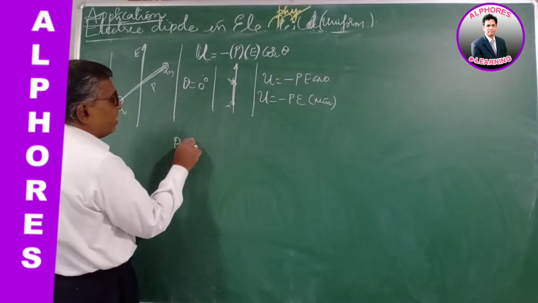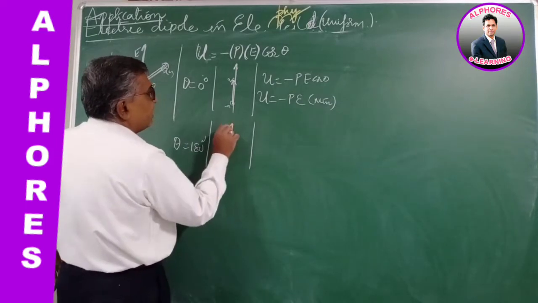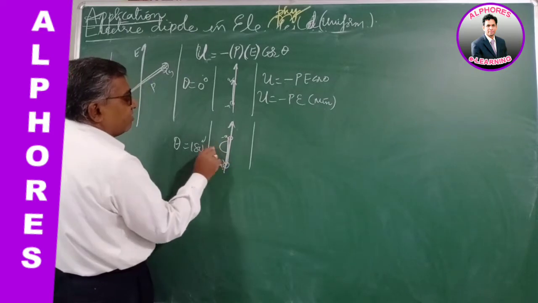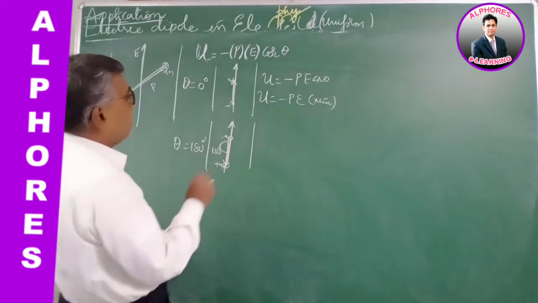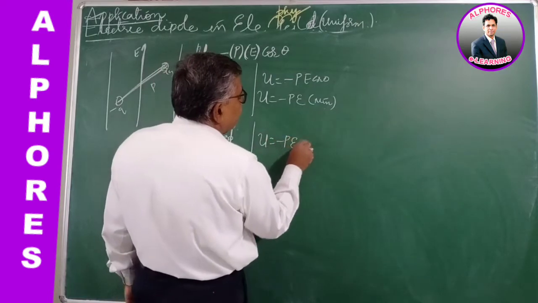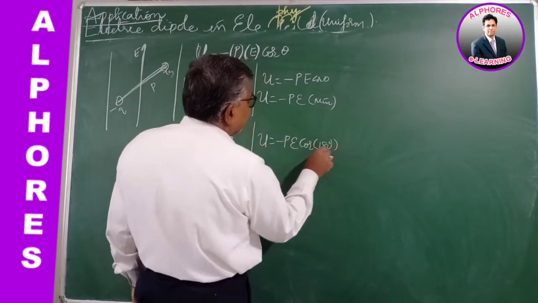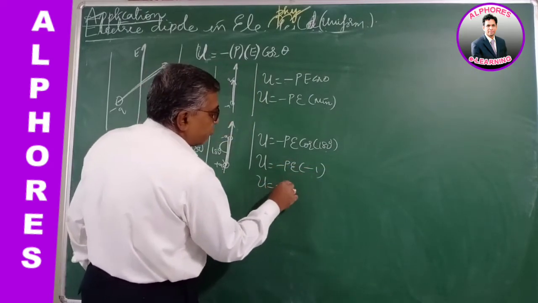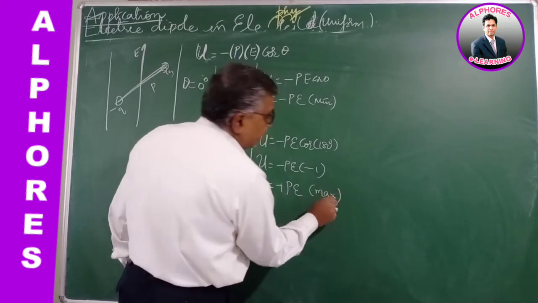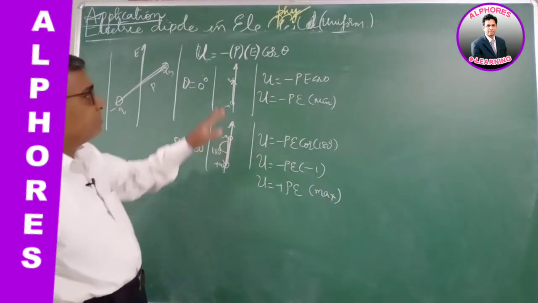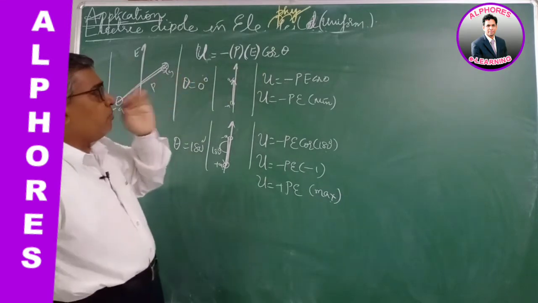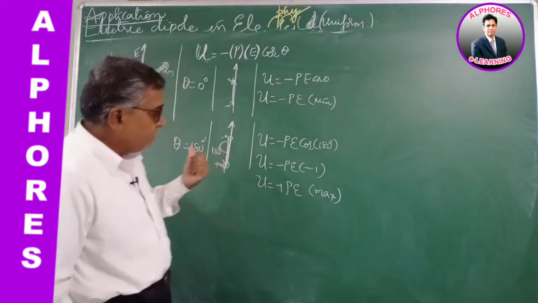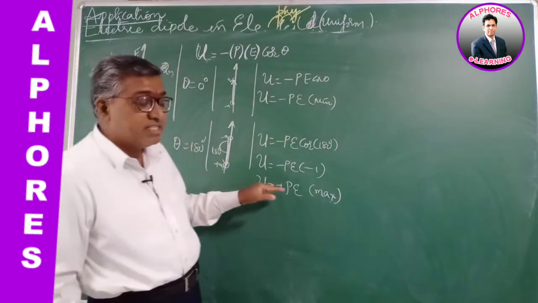Now had theta been 180 degrees, with the dipole in the opposite direction, the potential energy is minus PE cos of 180 degrees. So it's minus PE times minus 1, which is plus PE, the maximum potential energy. When the dipole lies in the direction of the electric field, the potential energy is minimum. When the dipole is opposite to the electric field, the potential energy is maximum.